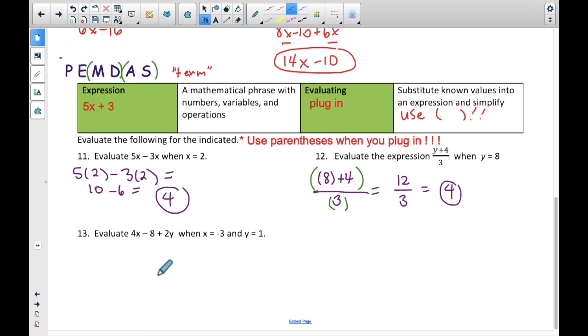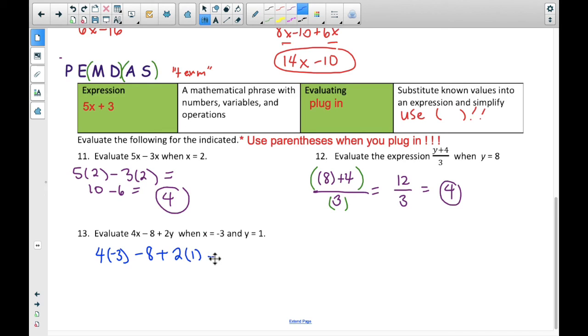Okay, last problem, evaluate. When x equals -3 and y equals 1, we have to plug in every time there is any letter. So in other words, x is -3, I have to plug in a -3 for that x. On to my next term, I have an 8. It doesn't have anything with it, so I'm just going to keep it as a regular old 8. And then I have a 2. My 2 needs a y, and that's a 1. So I'm going to take out the y, I'm going to put in the 1.